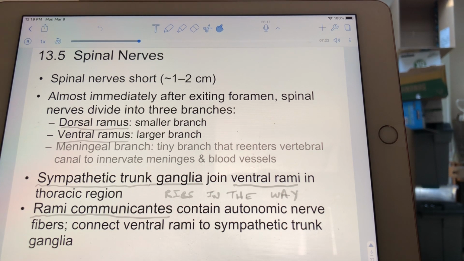And when they branch, they initially give rise to a dorsal ramus, a ventral ramus, and a really tiny branch that's called the meningeal branch. Notice that I kind of faded it out on this slide. That's because we're not going to emphasize it. We're mostly worried about dorsal ramus and ventral ramus. The plural of those would be dorsal rami and ventral rami.